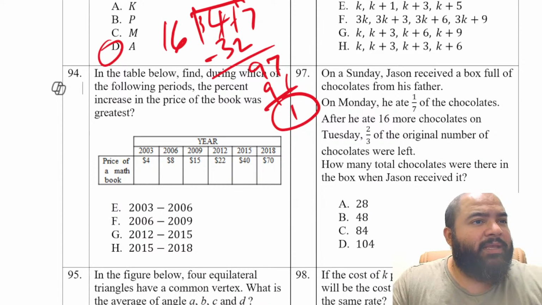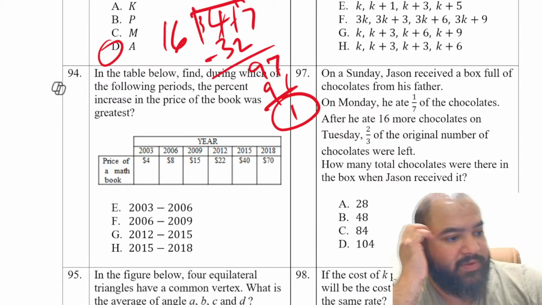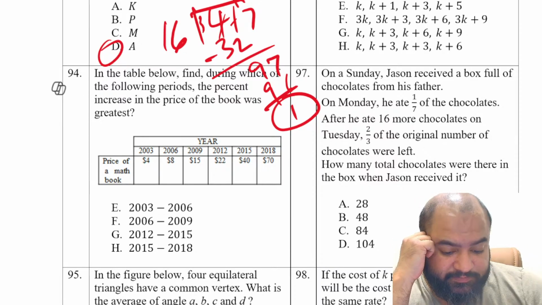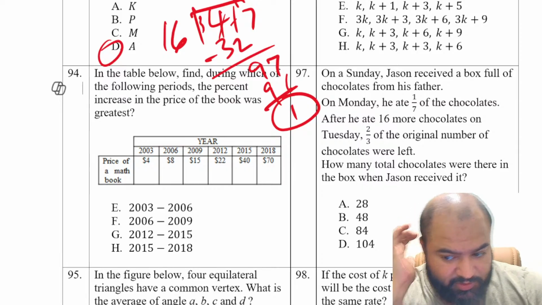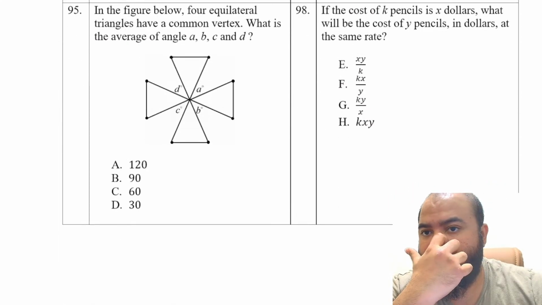Well, 94, I think it's easy, right? You know how to find percent increase? The new minus old, divided by the old, times 100. Good. Okay, 95. Anyone needs help with that? Try that.